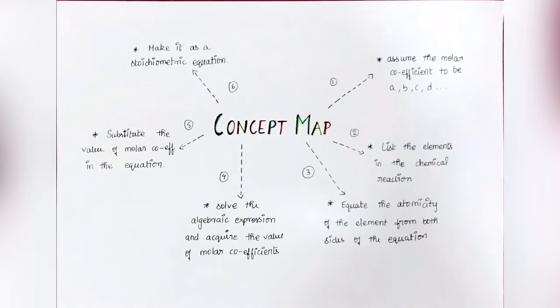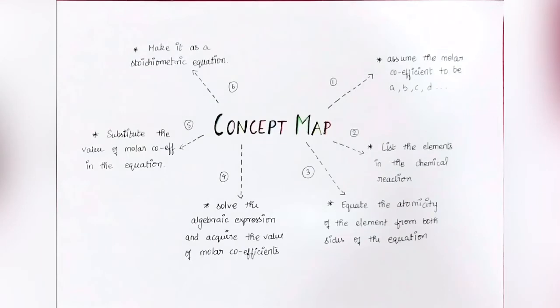And the second step is to list the elements in a chemical reaction. Before balancing a chemical reaction, we have to list the elements to get a clear picture of which elements we are dealing with. And the third step is to equate the number of atoms in the molecules of an element from both sides of the equation. When we do this, we get an algebraic expression.